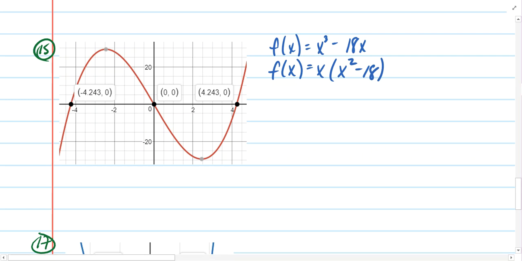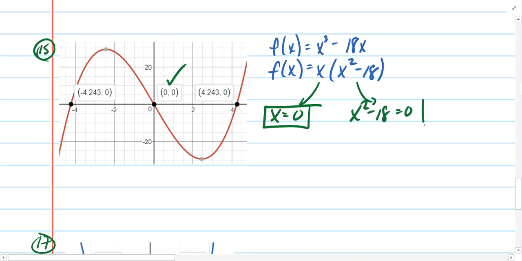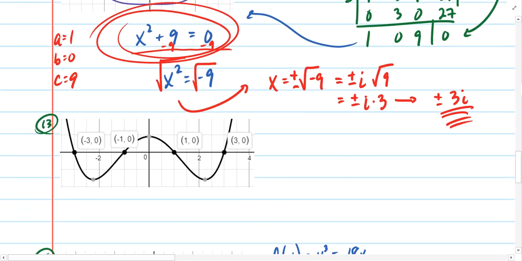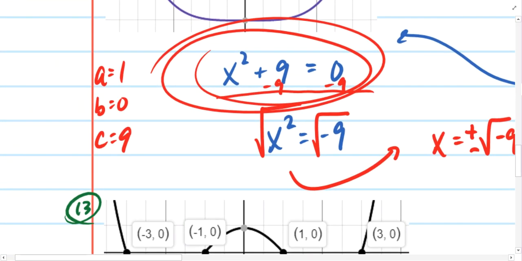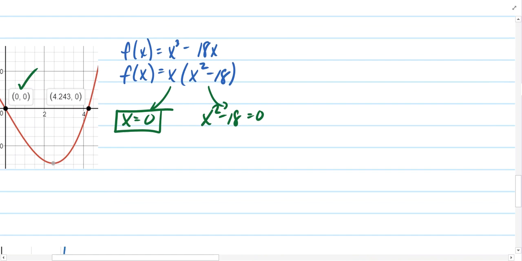And again, we should recognize that once we have a polynomial that's factored, we set each of those factors equal to 0. Well, when does this first factor equal 0? Well, that happens when x is 0, and we saw that here with this particular picture. Now the second question becomes, when does x squared minus 18 equal 0? Well, again, we could solve this using the same technique from before and use square roots to find that.